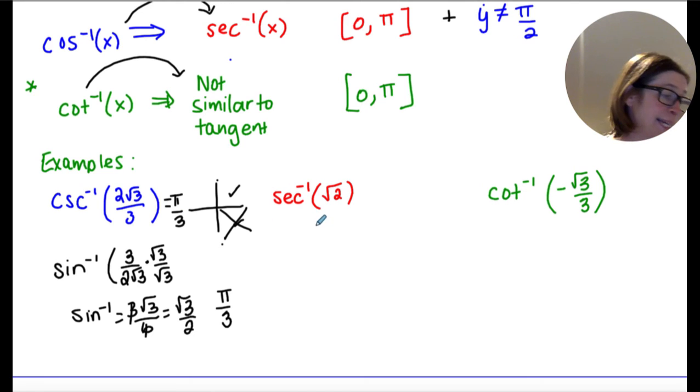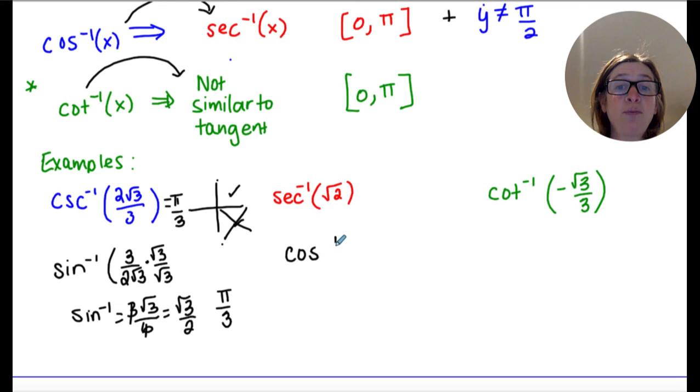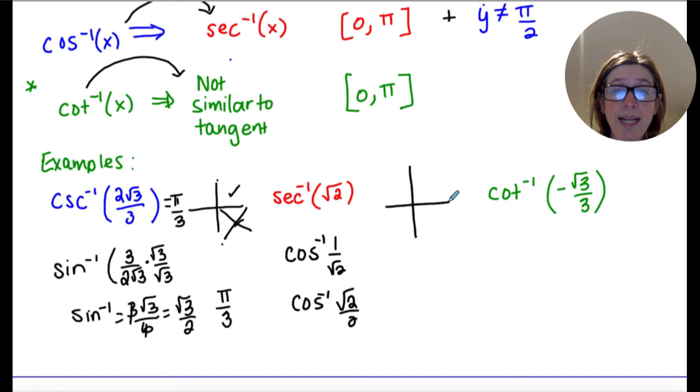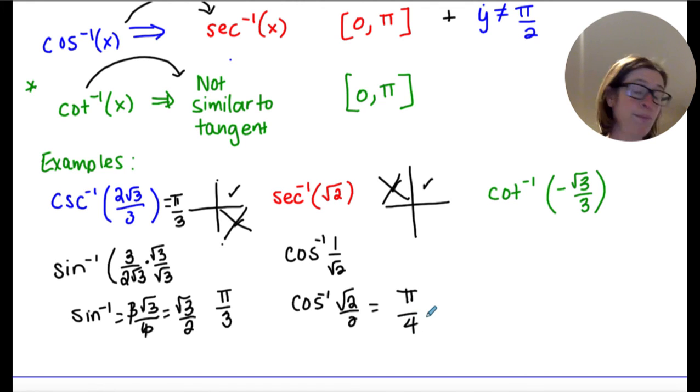All right, let's look at secant. Inverse secant of root 2. That means I'm going to want the inverse cosine of 1 over root 2, which is root 2 over 2. Cosine happens between 0 and pi. Cosine is actually negative in this quadrant, so when I'm looking at this, I'm going to look for the reference angle. Cosine is root 2 over 2 at pi over 4.